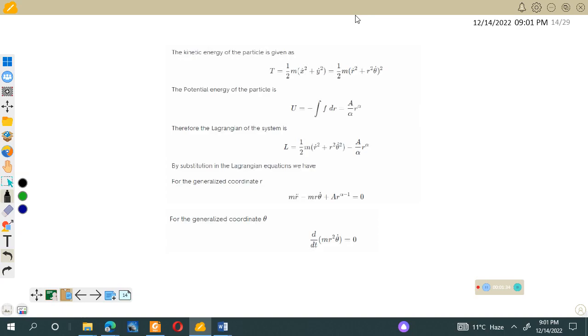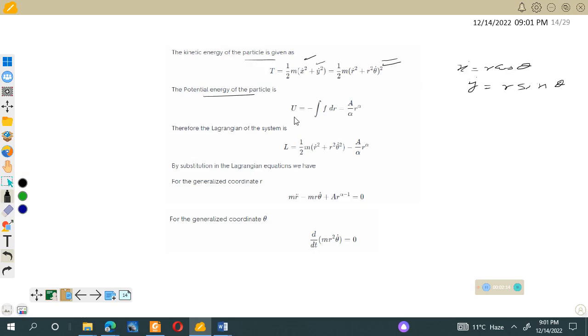The kinetic energy of the particle: you know that when a particle moves in two dimensions, kinetic energy is equal to m over 2 (x dot squared plus y dot squared), and we can convert this Cartesian coordinate into polar coordinates, so it becomes m over 2 (r dot squared plus r squared theta dot squared). You know that x is equal to r cos theta and y is equal to r sin theta, and we can take the derivatives and then add them. It will give m over 2 (r dot squared plus r squared theta dot squared).